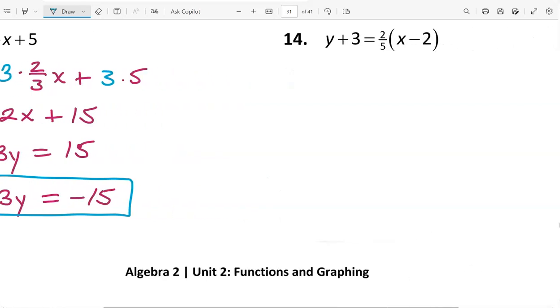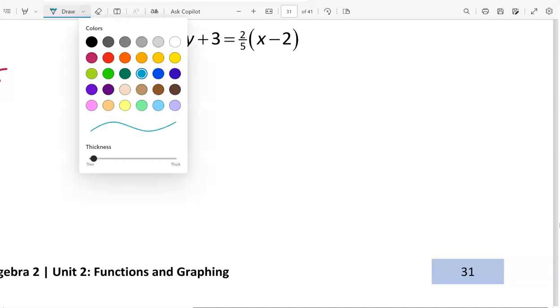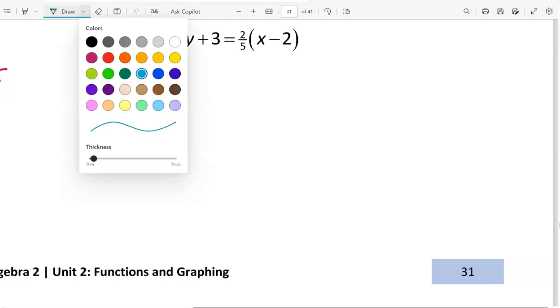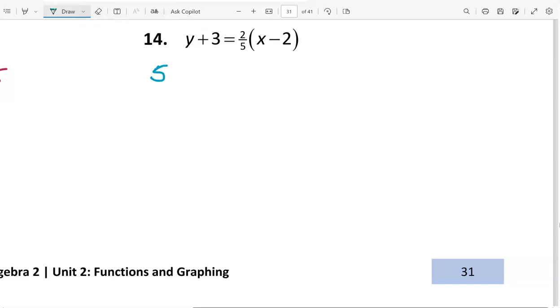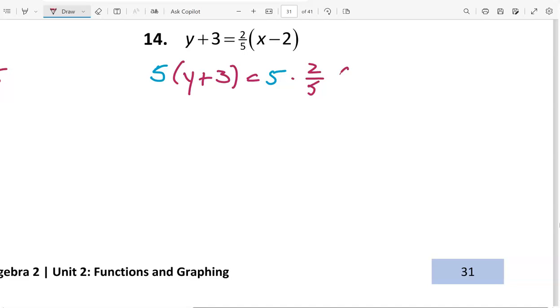Let's move on to number 14. In this equation, we're given it in point-slope form, but we can also transform to standard form by first multiplying through by 5 to clear any fractional coefficients. So 5 times y plus 3 equals 5 times 2/5 times x minus 2.